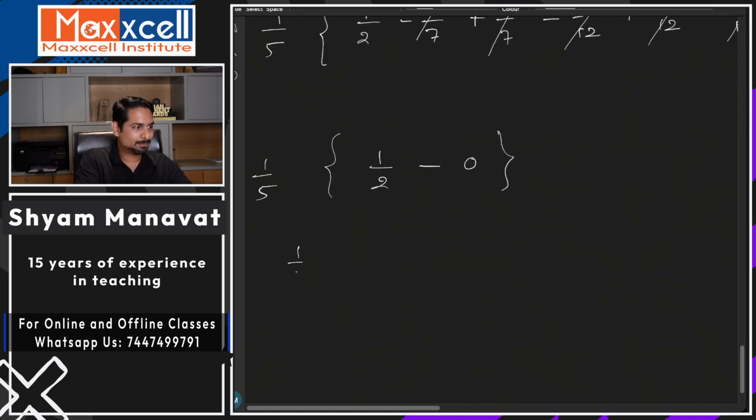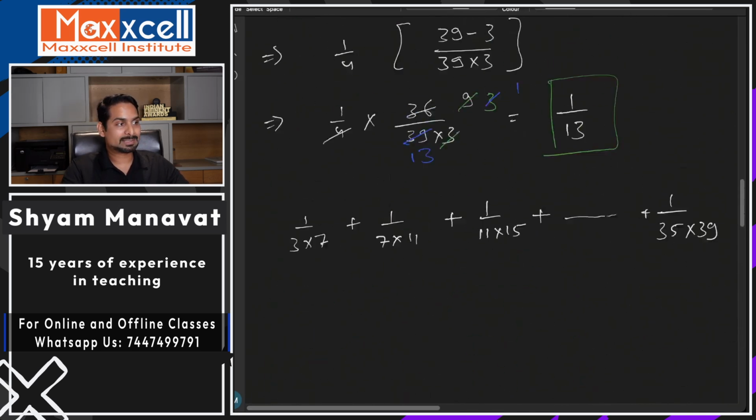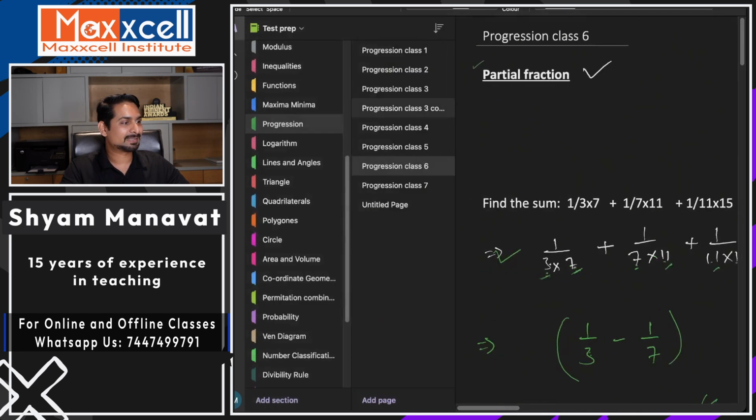Okay. So 1 upon 5 into 1 upon 2, that is equal to 1 upon 10, and that's your answer. This is the answer of the given question. Okay, so I hope you understood what is partial fraction and in which type of series we need to apply this partial fraction method. Okay, that's lecture number 6.